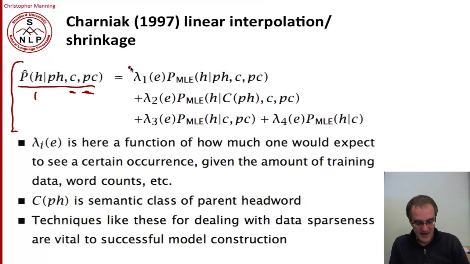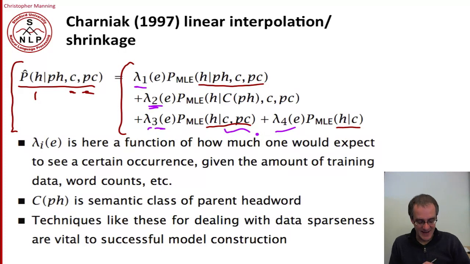And the way you're doing that is by taking this linear interpolation of a bunch of different distributions, one of which is just the maximum likelihood estimation conditioning on everything, and then there are further distributions that first of all leave out what the parent head word is, and then also leave out even the parent category. So at this point you're just choosing a head word based on the category. So you're just saying it's a noun phrase, what's the chance of it having a certain head? And in Charniak's model, these different distributions are weighted in a deterministic way depending on how much you'd expect to have seen certain kinds of evidence. So making use of these language modeling-like techniques is essential to build these kinds of lexicalized PCFGs because the data just is too sparse. And this next slide shows that.